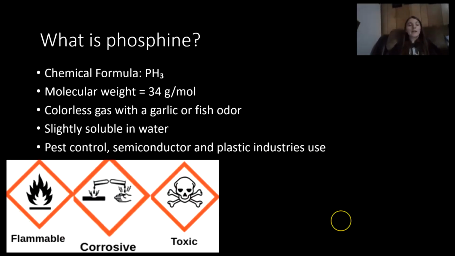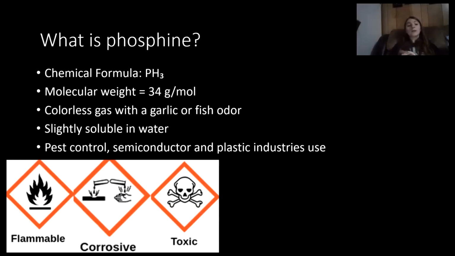So what exactly is phosphine? Phosphine is three hydrogens attached to a phosphorus molecule, which gives the formula PH3. The molecular weight is 34 grams per mole. It is a colorless gas with a garlic or sometimes fishy odor. It's slightly soluble in water, and it readily degrades into environmentally favorable molecules.